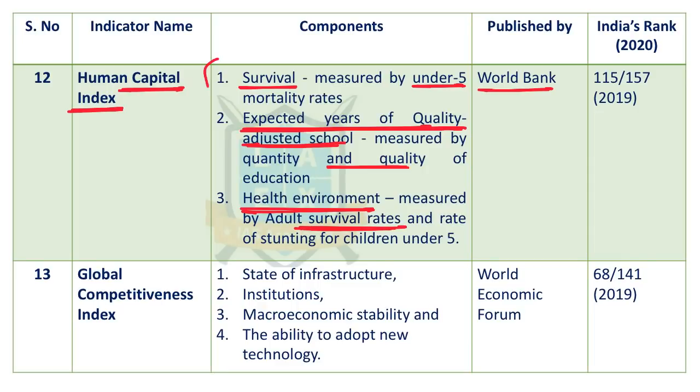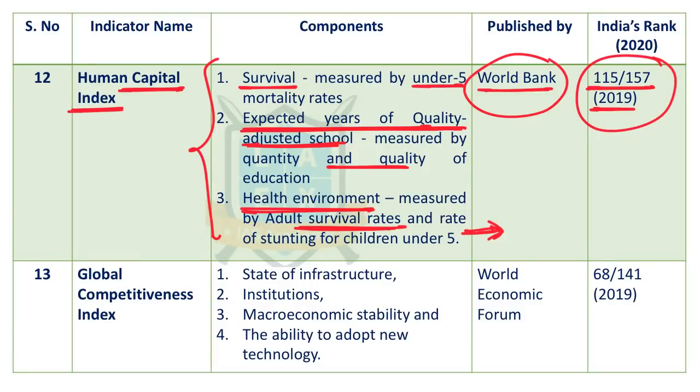See, these 3 points are similar to Human Development Index, yes or no? But there's a major difference. In Human Development Index, we have per capita income. But here we don't have per capita income, we have survival rate. And Human Development Index is released by UNDP. And this Human Capital Index is released by the World Bank. And last year we got 115 rank out of 157.